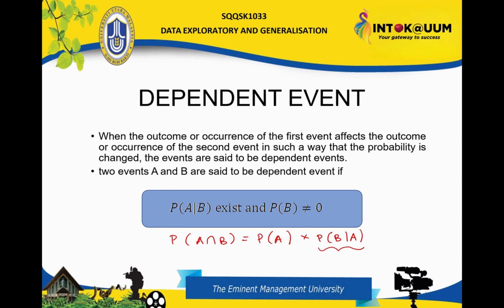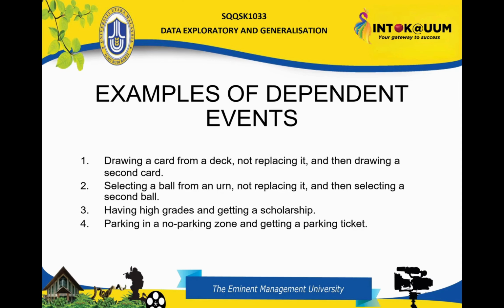Let's look at a few examples. Here are some examples of dependent events. We draw a card from a deck, not replacing it, and then draw a second card. We select a ball from an urn, not replacing it, and then select a second ball. Next, we have having high grades and getting a scholarship. And also, we have parking in a no parking zone and getting a parking ticket.